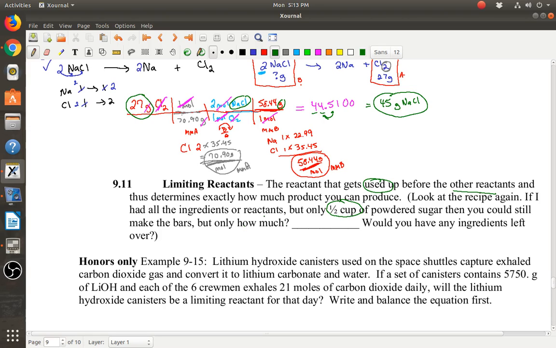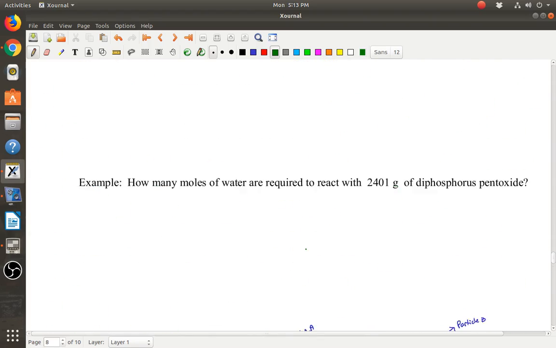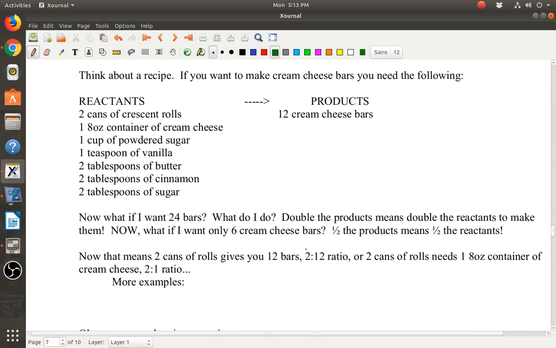Well, if you go back to the very beginning of your notes for chapter 9b, all the way back when we talked about this, if I only had 1/2 cup of powdered sugar, I should have had a cup, but if I only had 1/2 cup, that's 1/2 this amount. That means I can only make 6 cream cheese bars because once I use the 1/2 cup up, I'm done. So that 1/2 cup of powdered sugar is the limiting reactant. The powdered sugar limits this reaction. It keeps us from making more than 6 cream cheese bars.